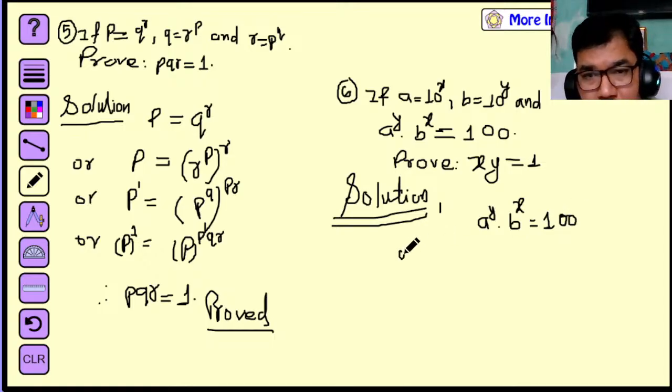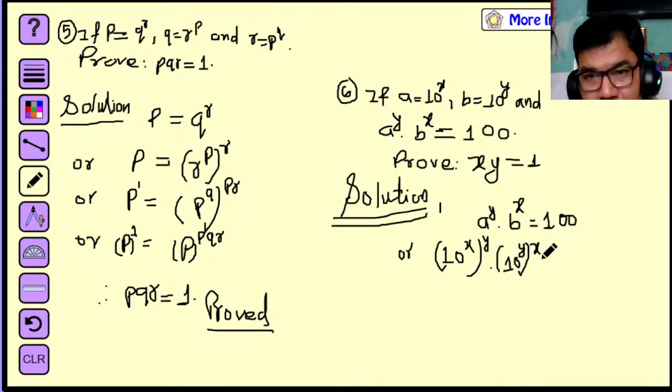And we know a is already given as 10 to the power x. In place of a, we write 10 to the power x, and its power is also given as y. Y power, same, and this is multiplication. And b is given as 10 to the power y, and its whole power is also given as x.